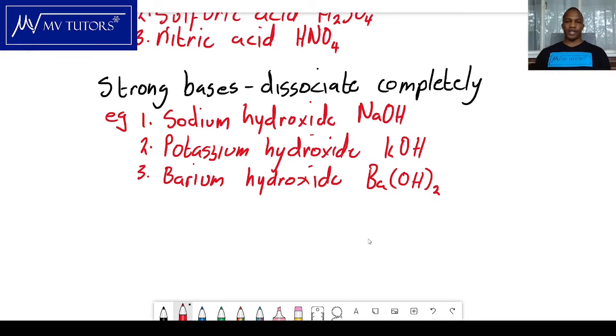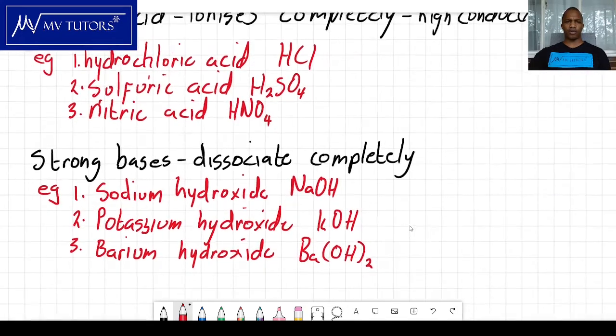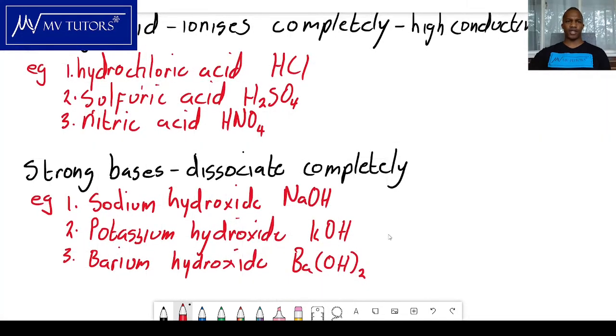What does it mean if these are strong? Why do we need to know these? The reason we need to know these strong ones is because the concentration of a strong acid is always going to be equal to the concentration of its hydronium ion.